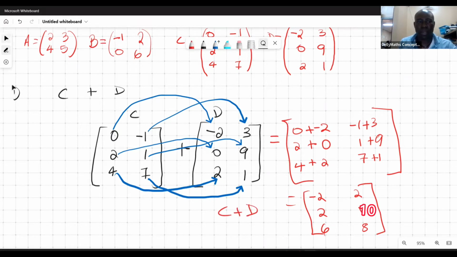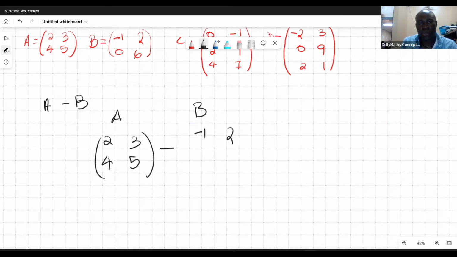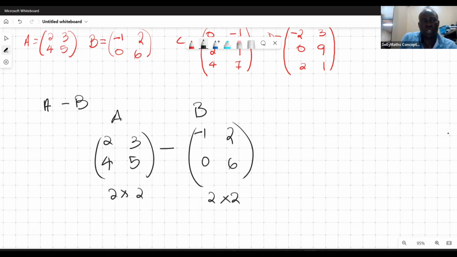All right, what if we want to subtract some matrix? Simply need to represent matrix A, which is 2, 3, 4, 5. I want to subtract matrix B, which is negative 1, 2, 0, 6. Remember that we only can subtract elements that are in the corresponding position. So definitely, let's double check to see if these matrices are of the same order. This is a 2 by 2 matrix, and matrix B is also a 2 by 2 matrix. It simply means that we have elements in corresponding spots, so we're able to do this.